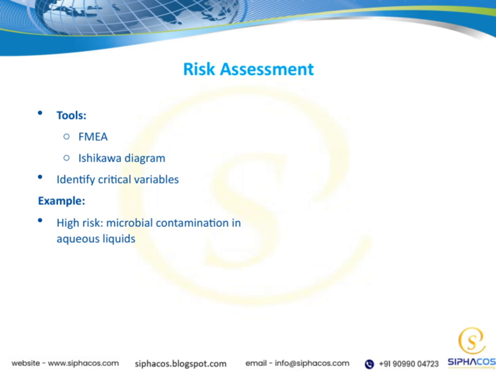Identifying critical variables is a key part of this process. These are the factors that have the most significant influence on safety and quality, so we need to pay close attention to them. For example, one high-risk area is microbial contamination in aqueous liquids. This is especially important because contamination can compromise product safety and patient health. By applying these tools and focusing on critical variables, we can proactively manage risks and ensure our processes are as safe and reliable as possible.